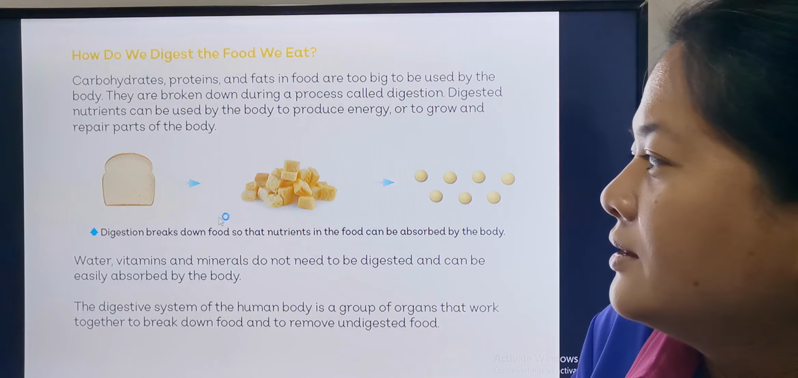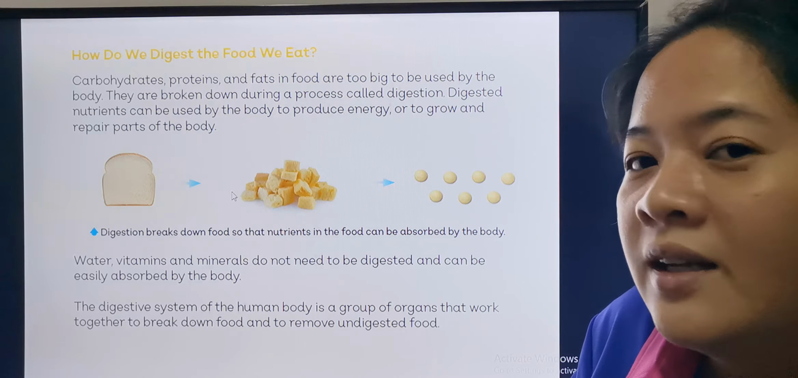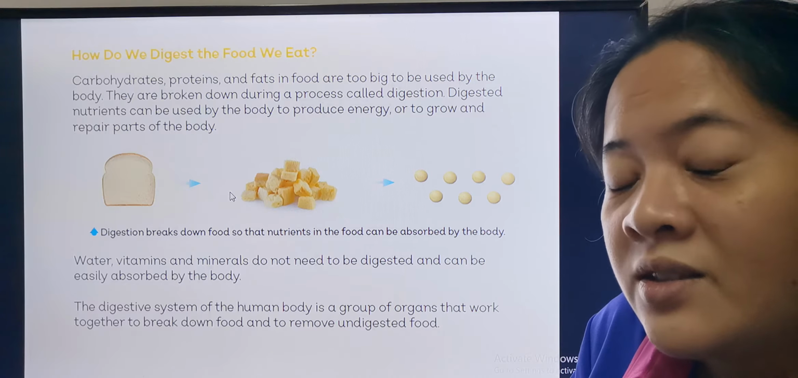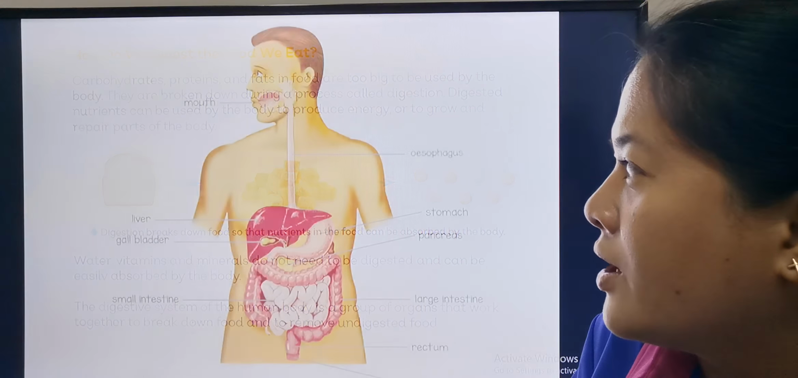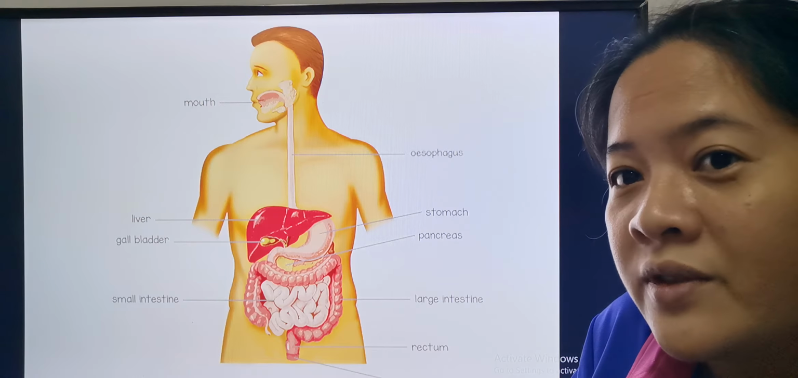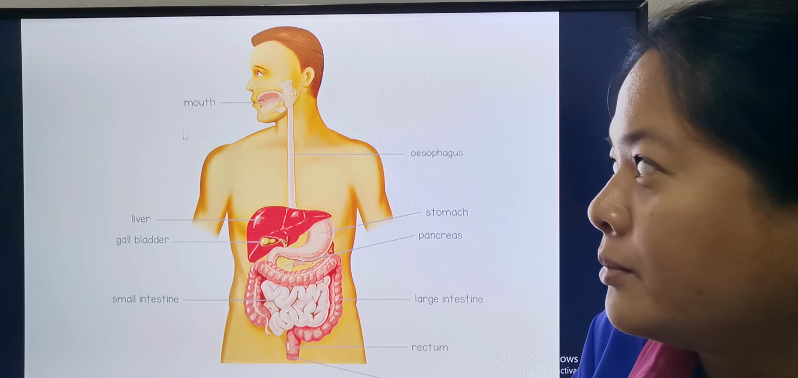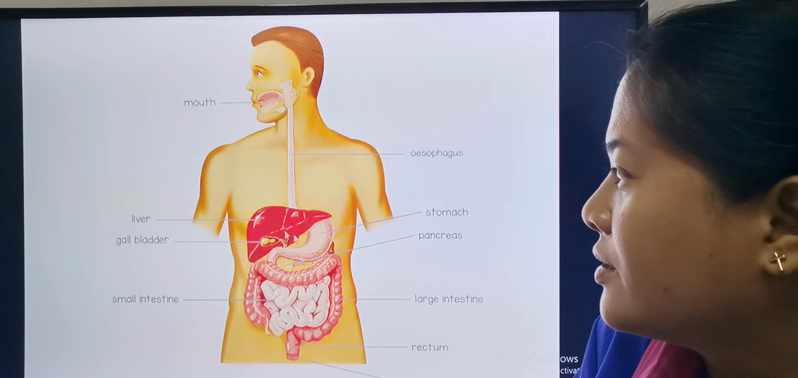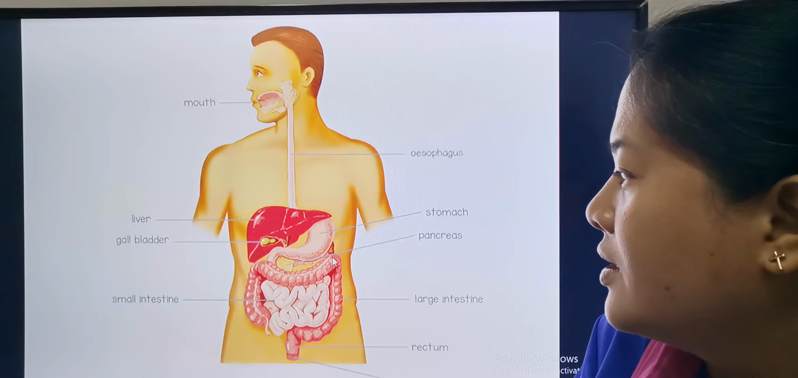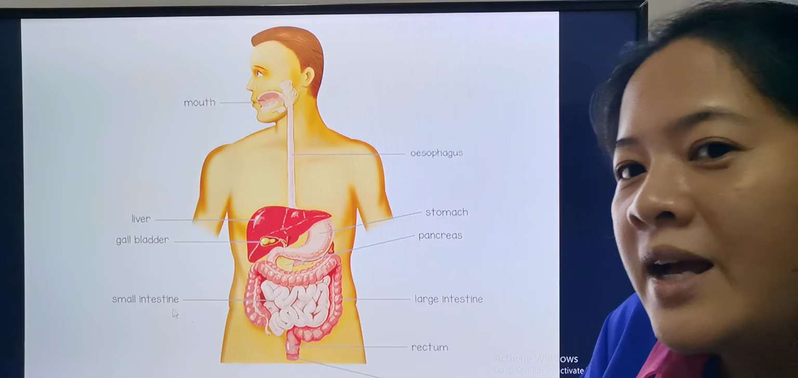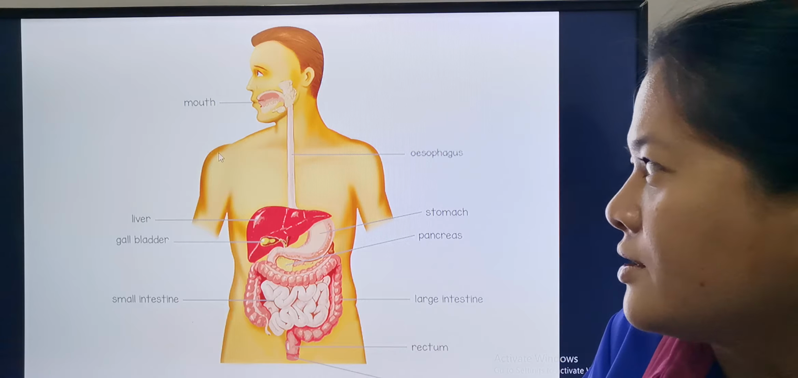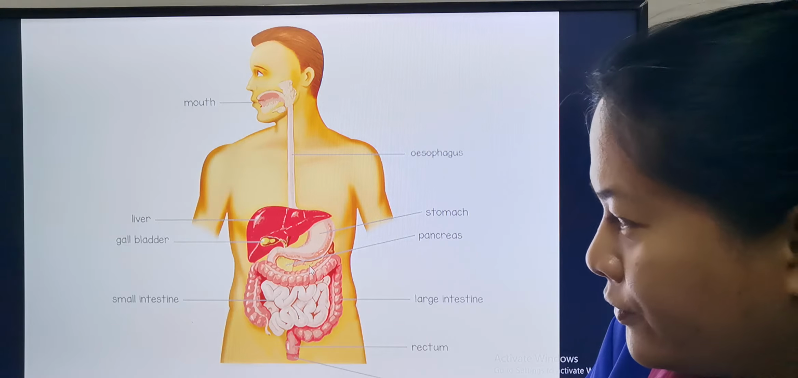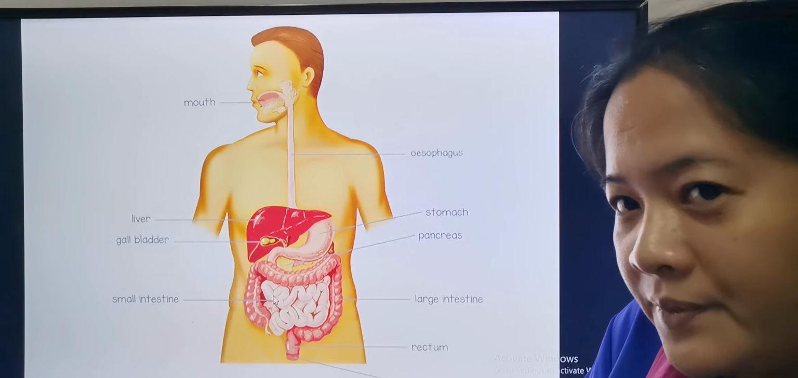We said that our body needs to digest the nutrients from the food that we eat. So this is the process. These are the organs of the digestive system. You have to remember the mouth, esophagus, liver, gallbladder, stomach, pancreas, small and large intestine, rectum, and anus. Okay, remember the flow of food as well.